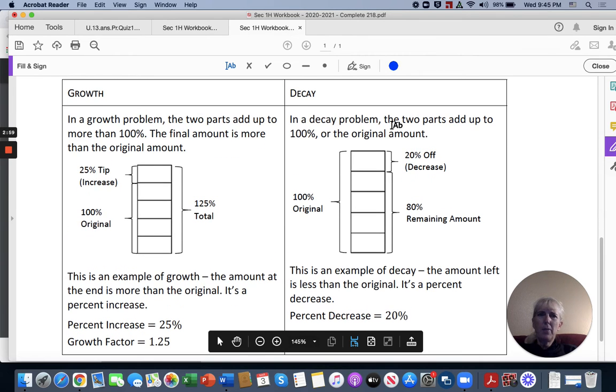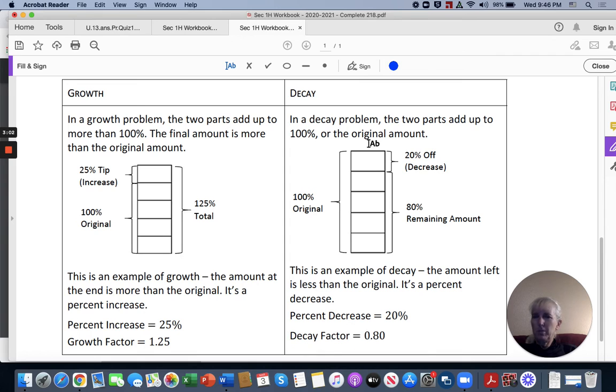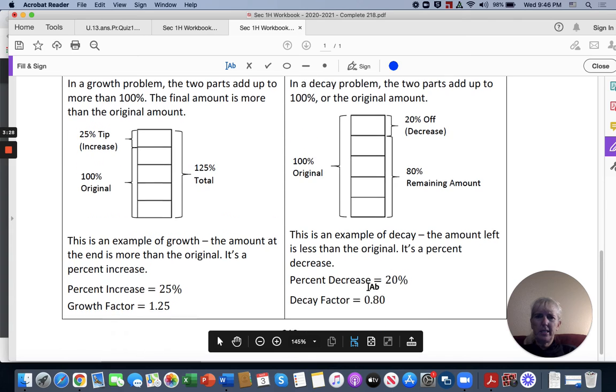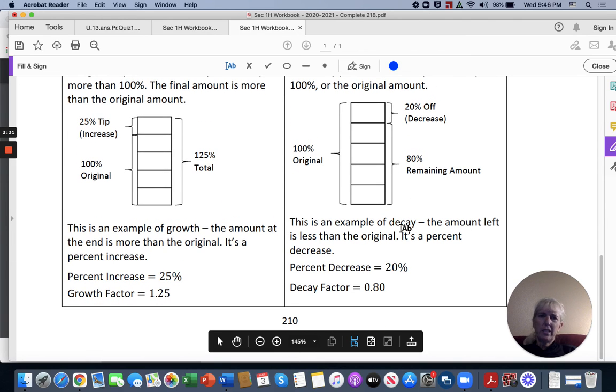Now, with the decay problem, the 2 parts add up to 100%, or the original amount. So if you have a 20% decrease, 20% off, like if you go to the store and they have a 20% off sale, then they take 20% off, and then 80% will be the remaining amount, or it would be the cost of the product that you happen to be buying. So again, this is an example of decay. The amount left is less than the original. It's a percent decrease. So in this case, it's a 20% decrease. The decay factor is 0.80.